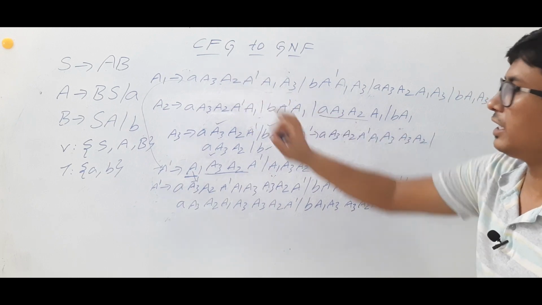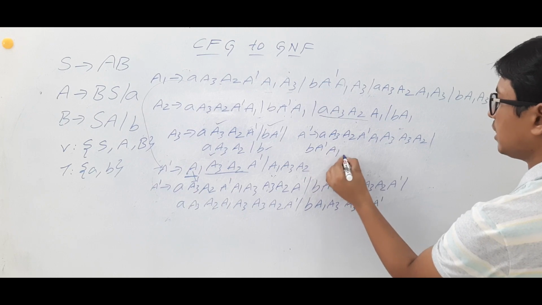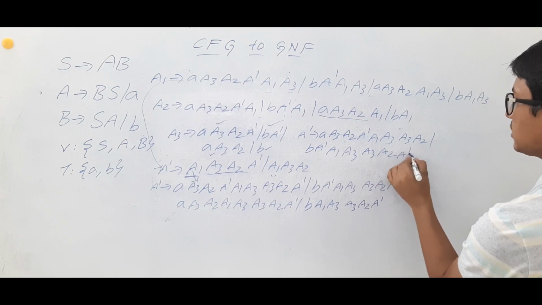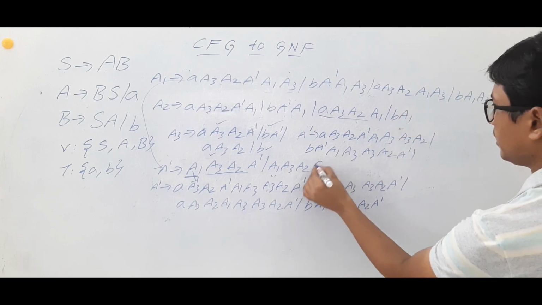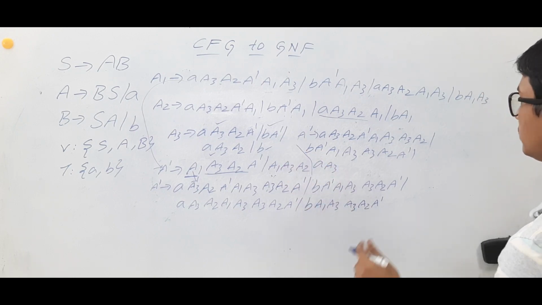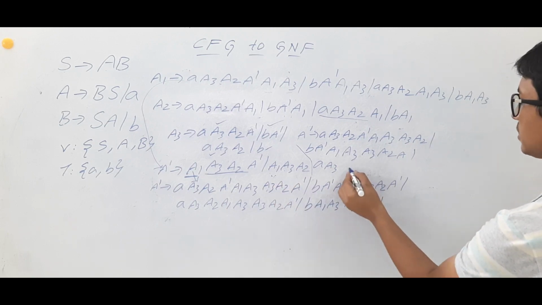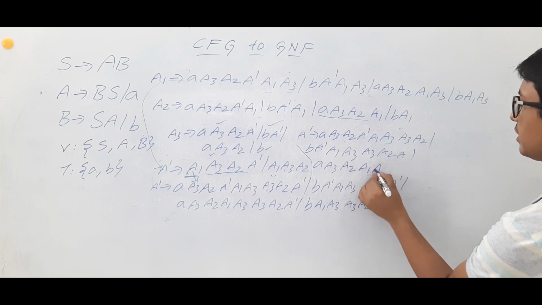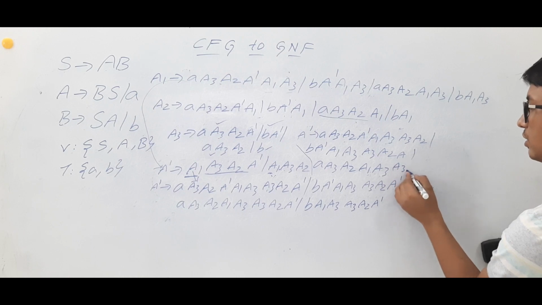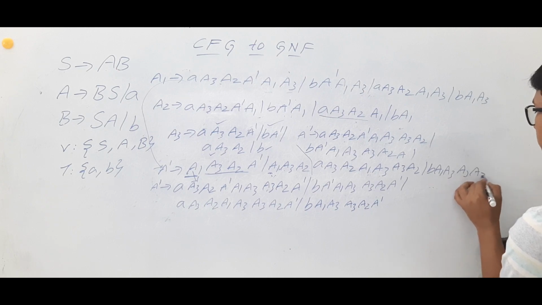In place of A1, I kept this one. Or I can keep this production, B, A dash, A1, A3, then I will take A3, A2, A dash. Or A, A3, oh sorry, this is not A dash, A3, A2 only will come. So A3, A2, A1, A3, I am keeping A1 values here, so it is A3, A2, or B, A1, A3, A3, A2.